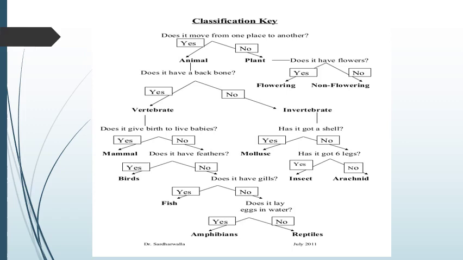Right, now invertebrates. For invertebrates, the first possible option is: has it got a shell? If yes, then it will be a mollusk. And if no, then the second possible option is: has it got 6 legs? If yes, then it will be an insect, and if no, then it will be an arachnid.